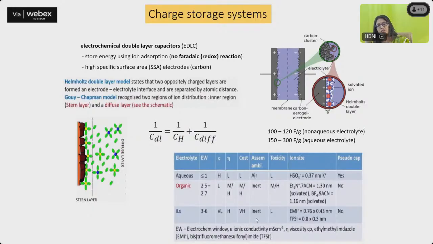So obviously the cost differs, the toxicity differs. Your ion size of this electrolyte is going to differ. And that will again make you understand where you can use these different kinds of electrolytes. So mostly the aqueous electrolyte is used in case of pseudocapacitors. Whereas organic and ionic liquids, they are not used for the pseudocapacitors.